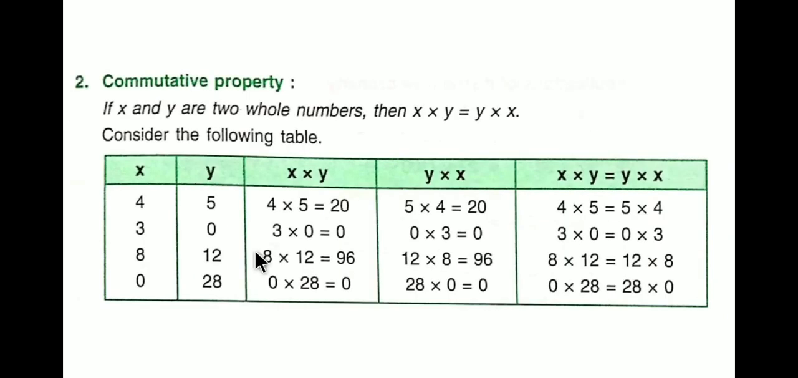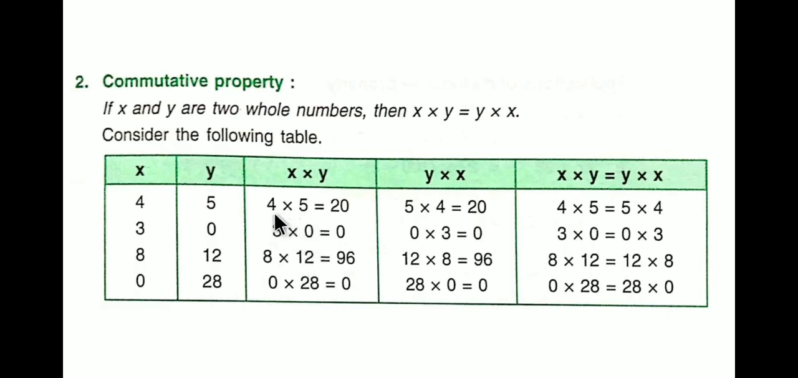Property number 2, commutative property. Commutative is like if you multiply x and y and you obtain a result, and similarly if you change the places, you write y first and then multiply it with x, again the result comes out to be the same, then we say it's commutative property. It means whichever number you put in front, the result obtained is the same.